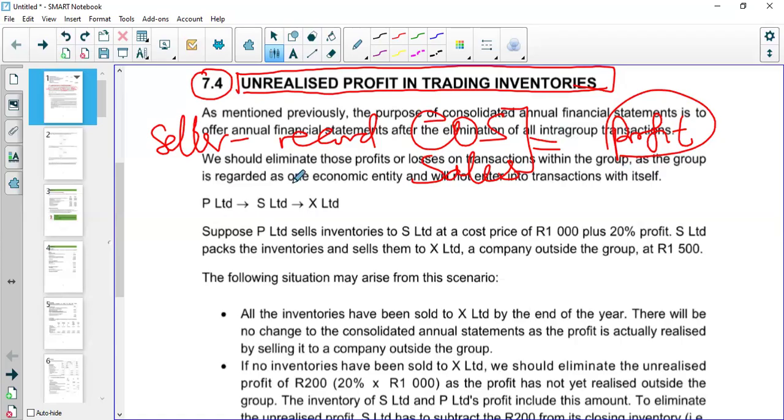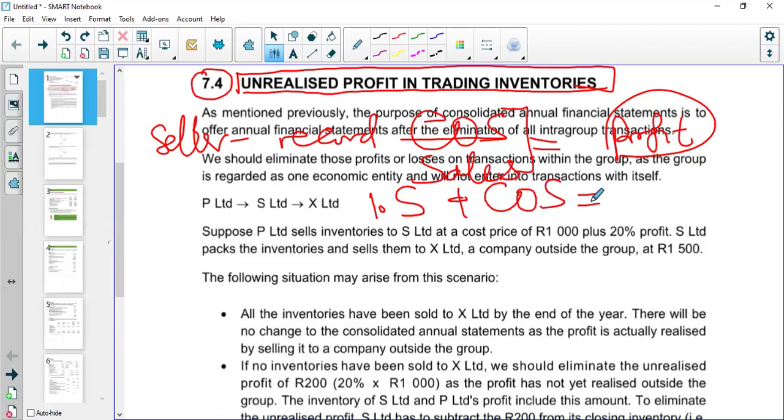So the sale between the parent and the subsidiary is an intra-group transaction and it has to be eliminated. So that sale transaction should be eliminated. So that's one elimination that we need to look at. The actual sales and the cost of sales that was recorded should be eliminated.